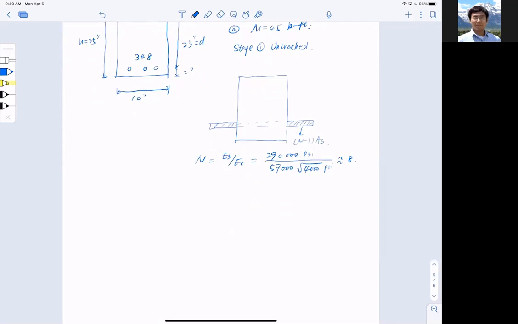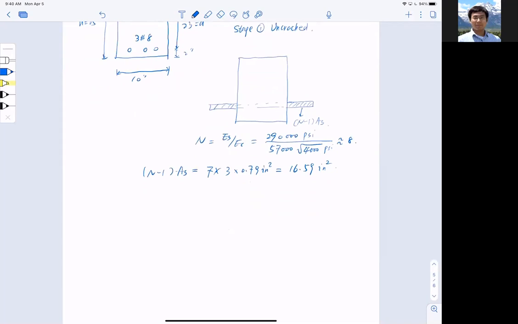All right, and now (n minus 1) multiplied by As equals 7 times As. So 3 number 8 bars is 0.79 inch squared per bar, so this number is 16.59 inch squared. And that is the converted steel. First things first, I need to find the centroid, which is the neutral axis.